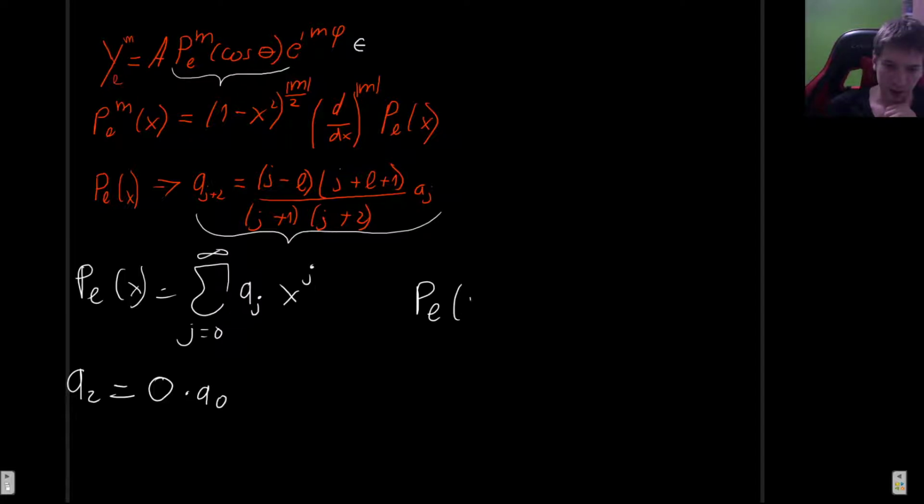So PL of x, and not any L, right? This we already saw. This is for a particular value of L, which is P0. This will just be a0. And now, because we already used this a0 name, actually let us write this as big A, just to make sure that there is no confusion with the radial part.